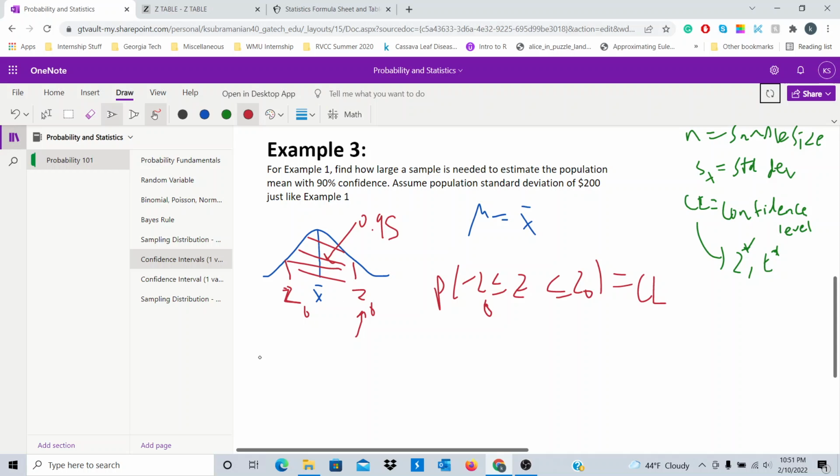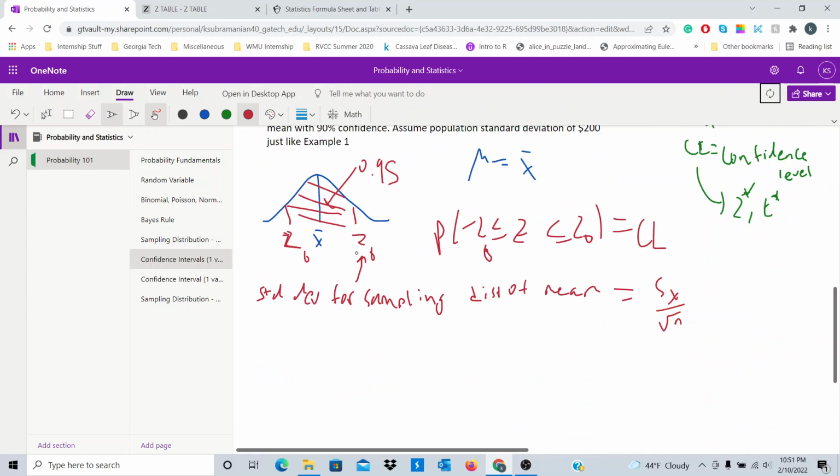But what is the standard deviation of a sampling distribution of the mean? The standard deviation for the sampling distribution of the mean is going to be s sub x over root n. We saw this in our previous video when we were talking about the sampling distribution of means. So now that we have our standard deviation, confidence level, and starting point, let's build the formula for the confidence interval of the mean.